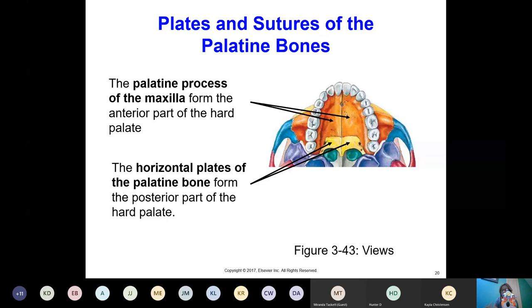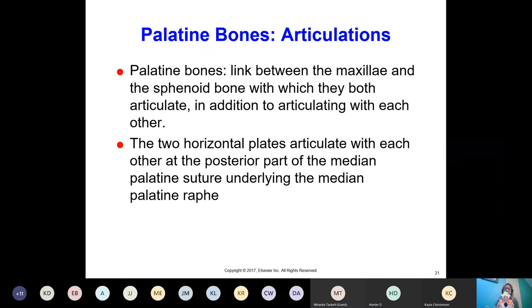So the palatine bones are the link between the maxilla and the sphenoid bone. If you look back further at your skull here, hopefully it's close enough, you can see where the red sphenoid bone meets the purple palatine bones. And then behind it is the maxilla. So they articulate with each other, in other words, they attach to each other because they're connected by a suture.